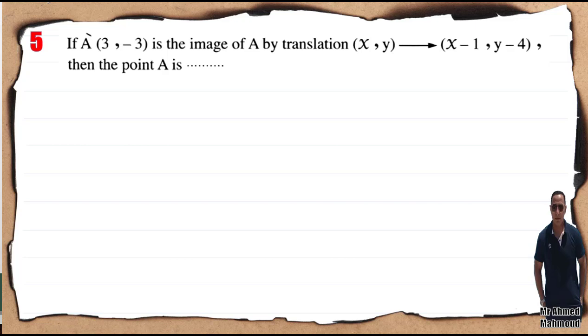If A dash is 3 and negative 3, and it is the image of A by translation negative 1 and negative 4, then A equals... Here, using the rule point equals image minus translation. So A equals A dash minus the translation. So A equals 3 minus negative 1, which equals 4, and negative 3 minus negative 4 equals 1.